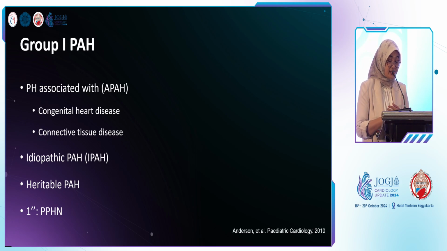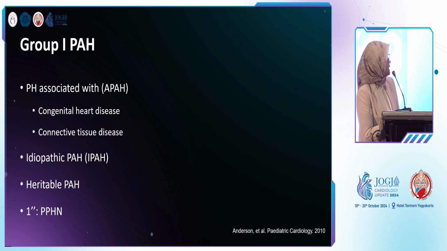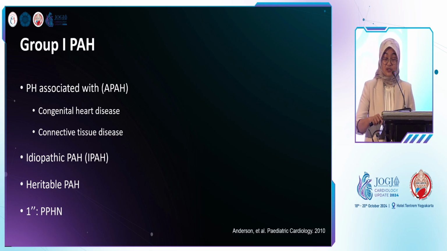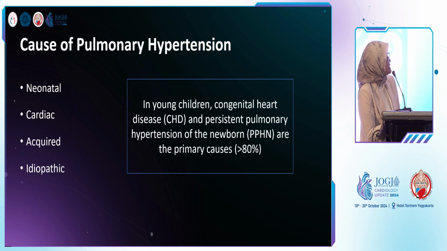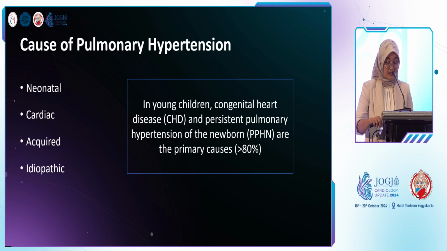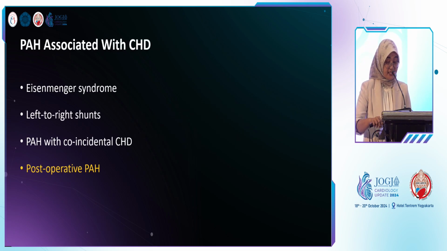And the group of pulmonary arterial hypertension is divided into 4 groups. First is associated with congenital heart disease, as well as connective tissue disease, for example, systemic lupus erythematosus, systemic sclerosis, also HIV, as well as the idiopathic and heritable one, and the specific cause of neonatal pulmonary hypertension, which is persistent pulmonary hypertension of the newborn. So we can see here that in young children, congenital heart disease and also PPHN are among the primary causes of pulmonary hypertension.